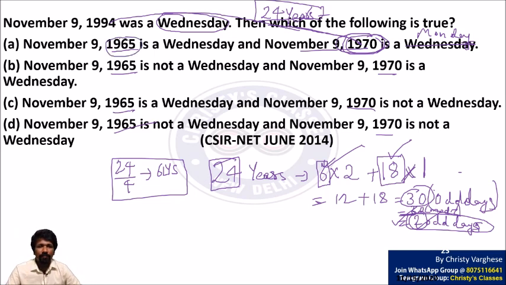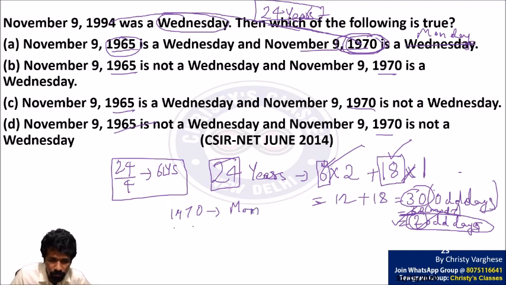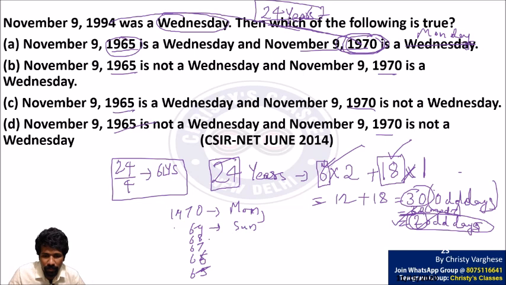Now 1965 you need. If November 1970 you got Monday, you can calculate backward also, no problem. 69, because there are not many years: 69, 68, 67, 66 and 65. 1 day means ordinary year, 1 day backward. So Monday will become Sunday. 68 is an ordinary year or a leap year? It is a leap year.